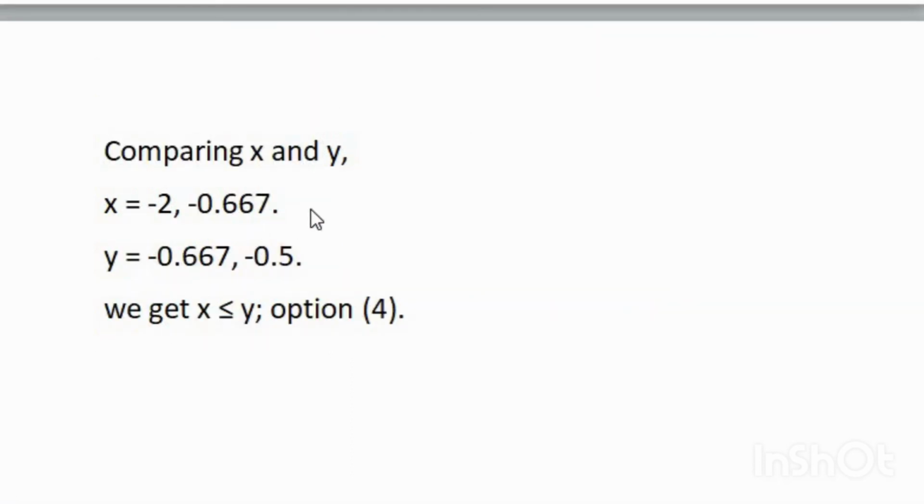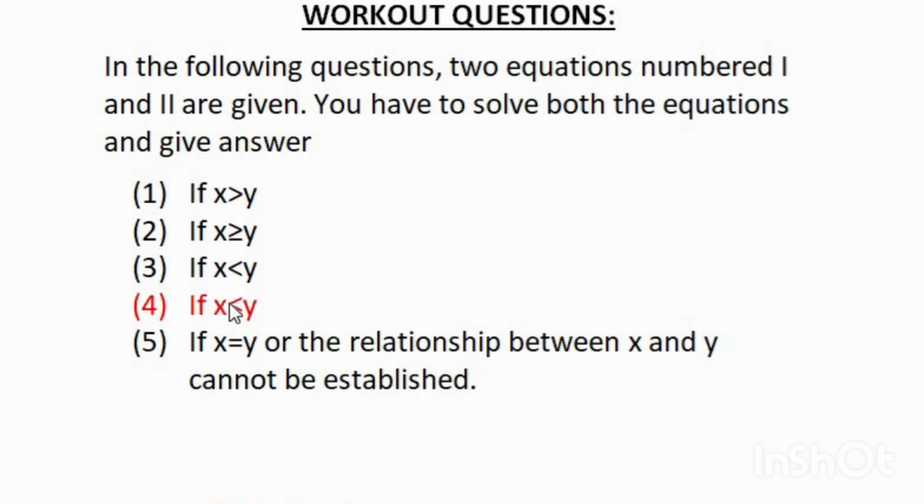Now comparing x and y values, minus 2 and minus 0.667, minus 0.667 is greater, that is y is greater. Minus 2 and minus 0.5, minus 0.5 is greater, and here the two values are equal, that means x is equal to y. And comparing these two values, minus 0.5 is greater, that means x is less than or equal to y. That is option 4 is the answer.